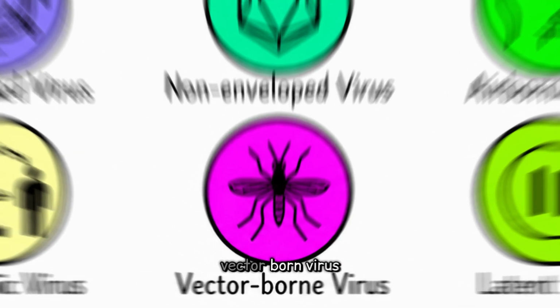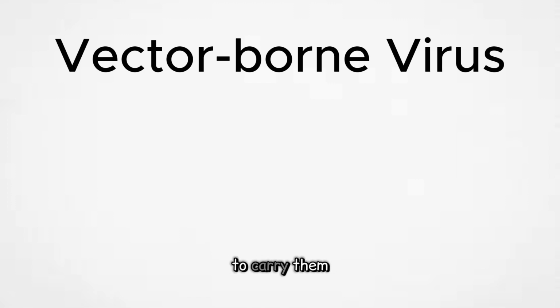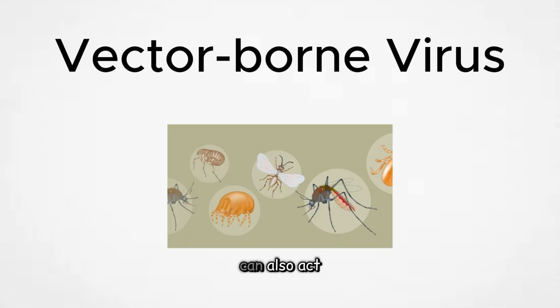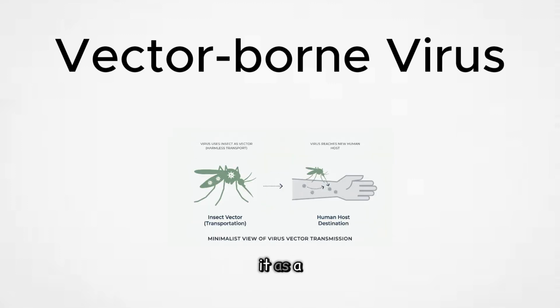Vector-borne virus. Vector-borne viruses depend on another living organism, usually an insect, to carry them from one host to another. Mosquitoes are the most common example, but ticks and other biting insects can also act as vectors. The virus does not usually harm the insect itself. Instead, it uses it as a transportation system to reach a new host.